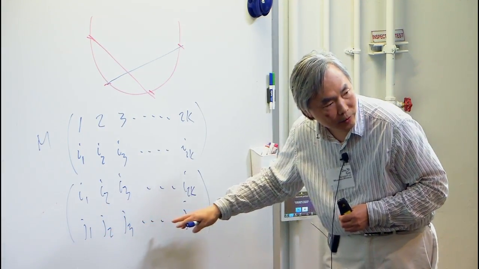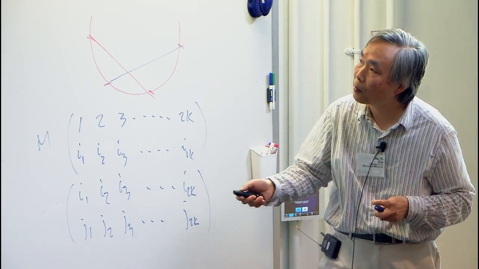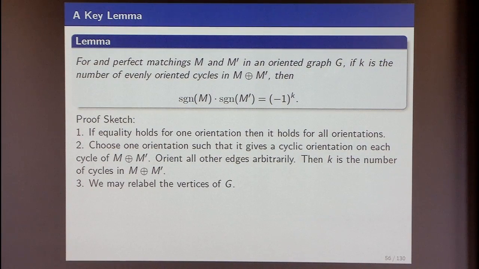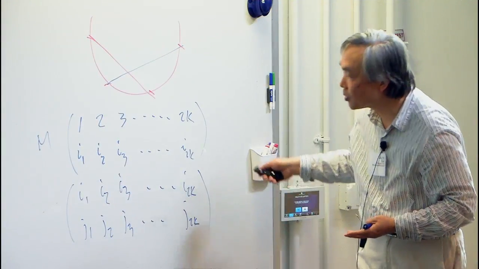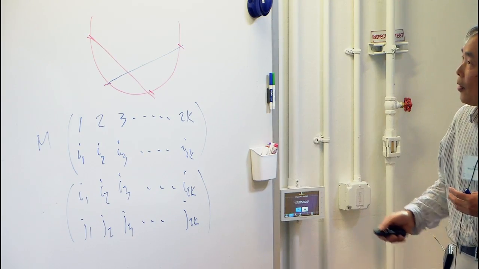and J3 to J4. So therefore, the sign, as I told you, can be computed in any particular way of writing a permutation representing it. It will be the sign of this composition of these two permutations. Okay? Now, what about this?